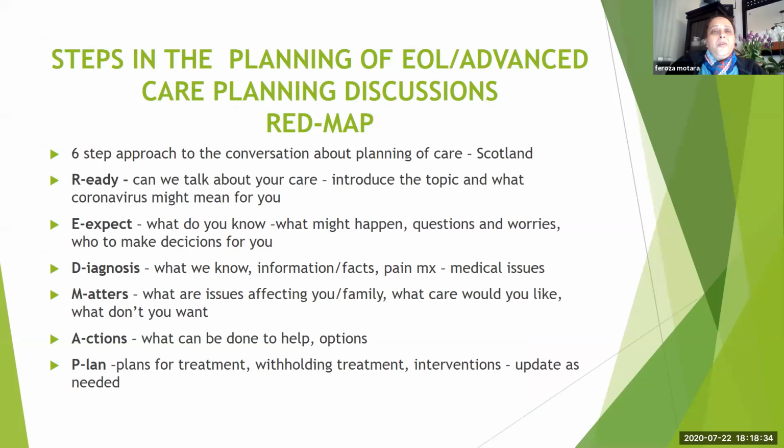And this RED MAP, a 6-step approach to the conversation about planning of care or end-of-life decisions, was devised in Scotland fairly recently, and more specifically about COVID, so that they could have the discussion, because as we know, the pandemic affected the UK particularly badly in terms of their elderly population and the patients that were dying and that couldn't always have access to the resources.